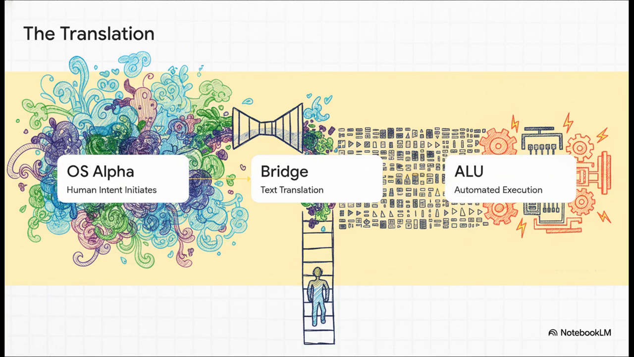Step 1. Human intent initiates in that messy, beautiful realm of OS alpha. Step 2. That flowing, continuous idea is forcefully squeezed into the rigid syntax of text. That's the semiotic bridge. And finally, step 3, it becomes physical automated execution in the ALU. At every single step down this ladder, we are trading our fluid, expressive freedom for strict mathematical certainty.